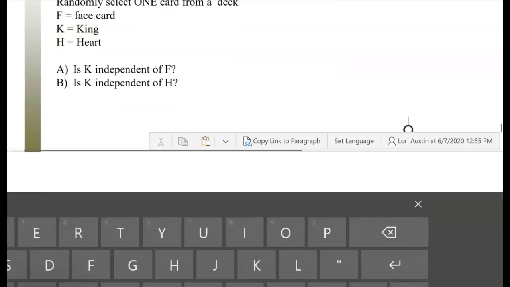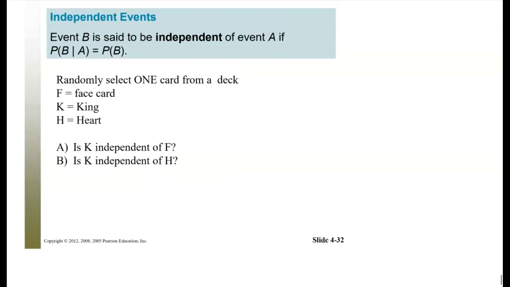Now let's try to understand this concept of independent events. B is independent of A if the probability of B given A actually equals the probability of B. So if that condition had no impact on our original probability, then those two events are considered independent events. Let's go back to, and again, you've got to read the problems carefully, just selecting one card from a deck. We want to know if selecting a king is independent of selecting a face card.